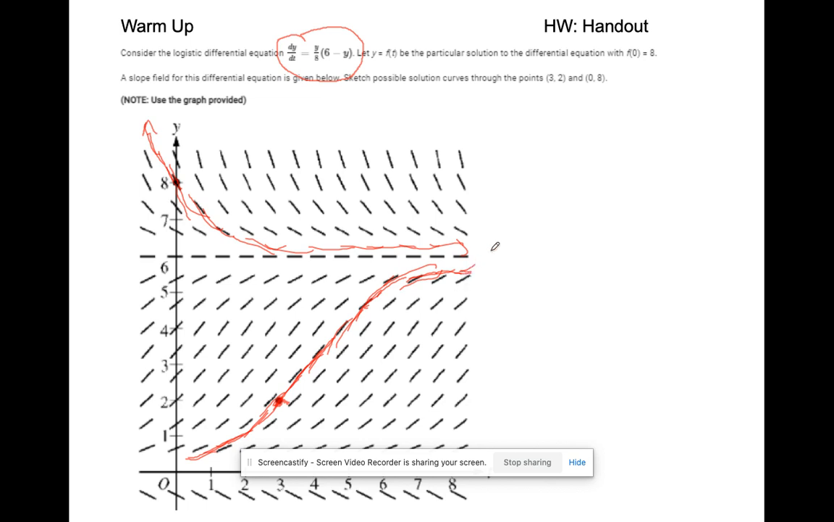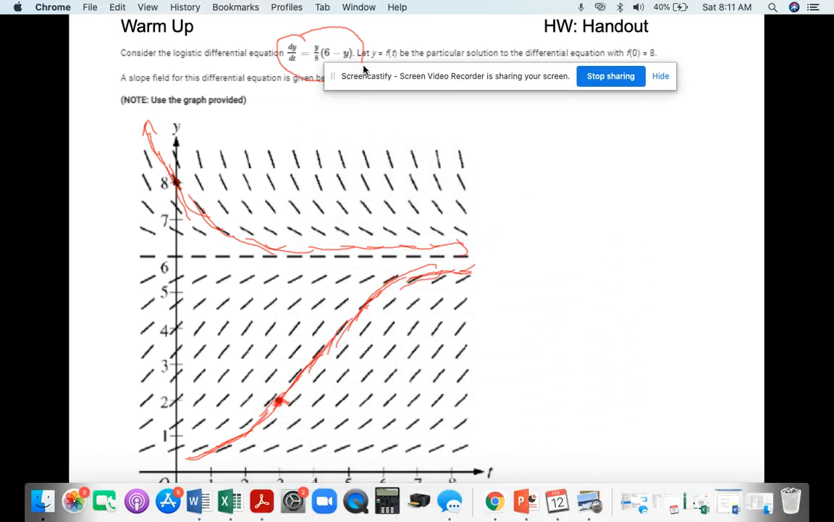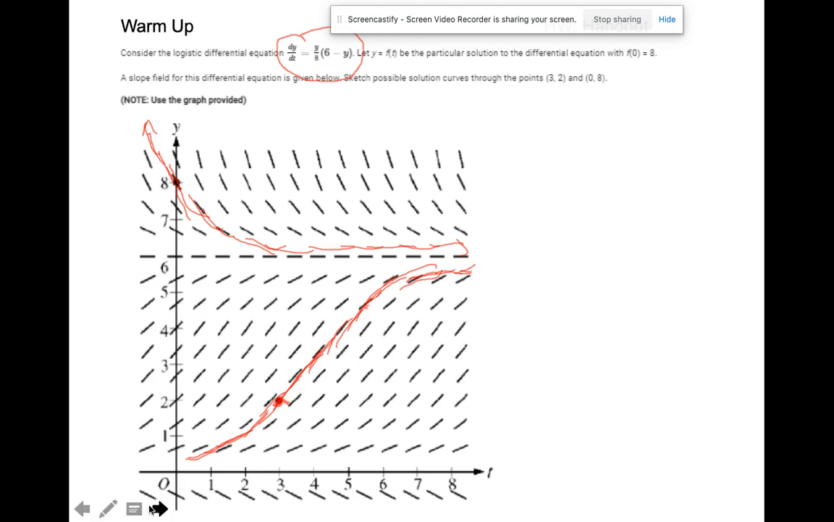but I approach this same asymptotic behavior here. So whether my initial condition was above that asymptotic behavior, it looks to be at y equals 6, or below the asymptotic behavior, both ways I still approach that asymptote, once from above, once from below. That's going to be important to us today. All right, let's go on.